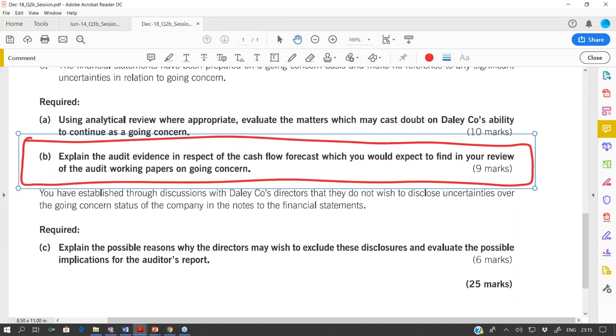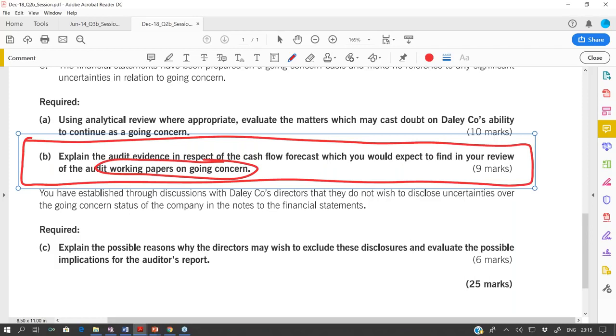So which working papers are we reviewing? Are we reviewing any specific working papers in this context? We are reviewing the working papers of going concern. And the examiner is saying explain the evidence in respect of the cash flow forecast, which you should expect to find in your review of the working papers of going concern. So in the going concern section of my working paper file, can you imagine a file in front of you? And in the file, there will be a section, and in that section, there will be the working papers of going concern.